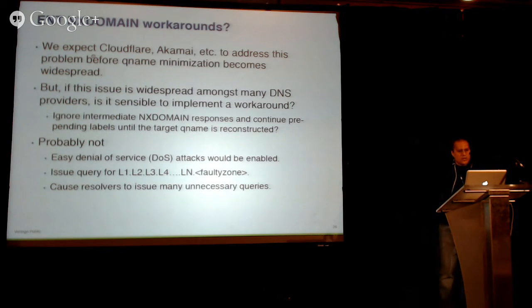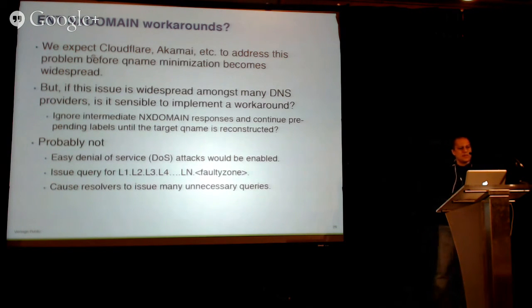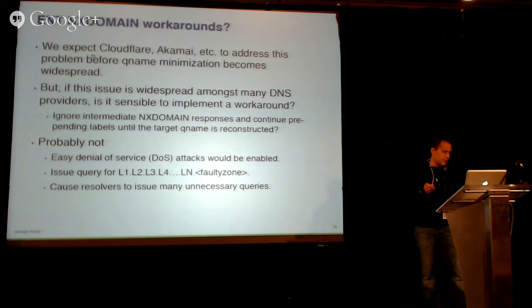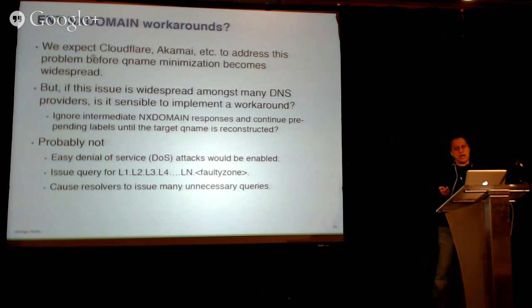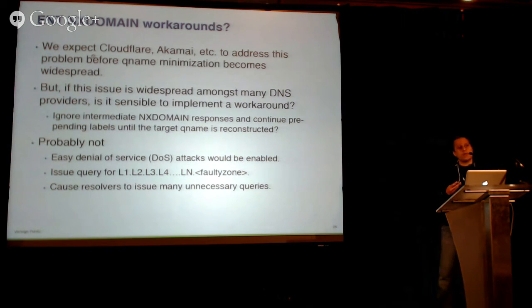Okay, so I've had discussions with my engineering colleagues at Cloudflare and Akamai, and I'll tell you a little bit about those discussions in a bit. But I think it's clear that the big guys will have fixed their behavior long before QNAME minimization becomes widely deployed. But if this issue is widespread amongst other DNS providers, is it sensible to consider implementing some brute force workarounds in the resolution algorithm so that we can successfully resolve them?